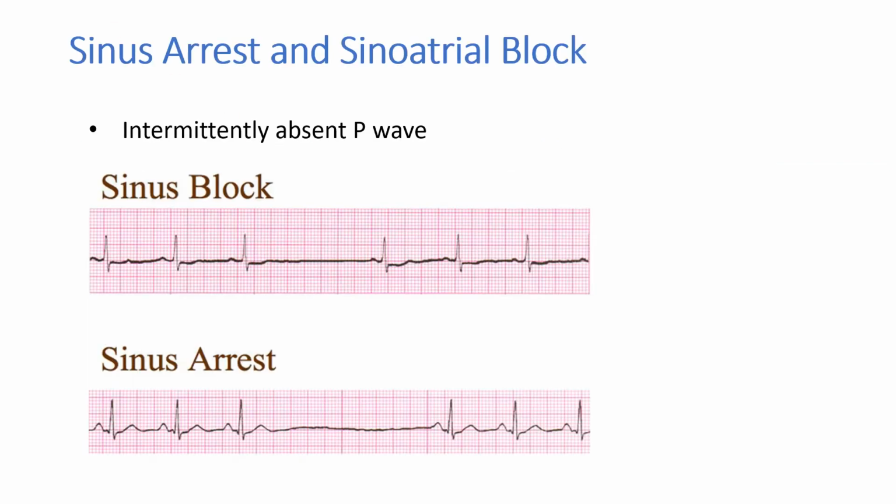Up to now, we have discussed atrial flutter, atrial fibrillation, hyperkalemia and mid-nodal rhythm, where the P waves are absent. Now we are going to discuss the conditions where the P waves are intermittently absent. Those are the sinus block and sinus arrest.